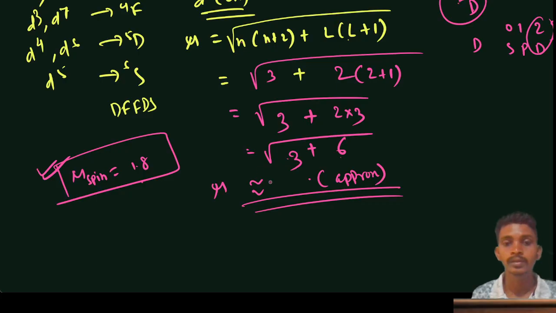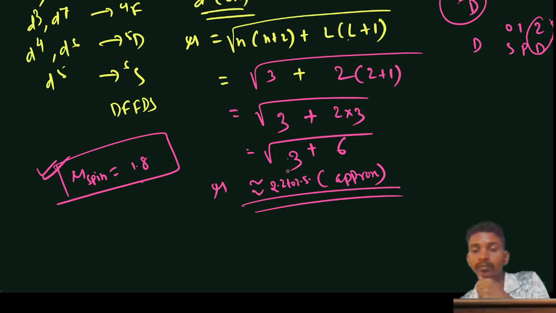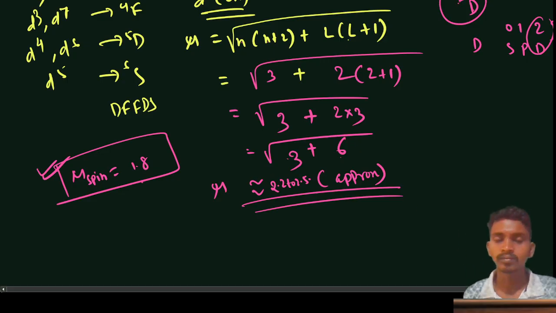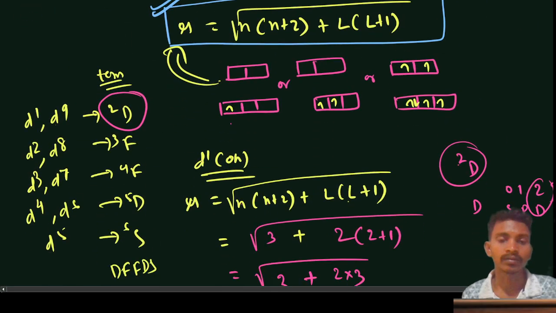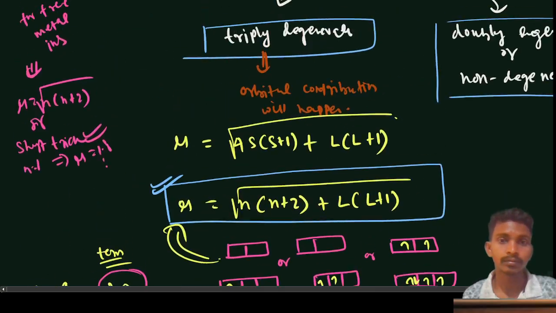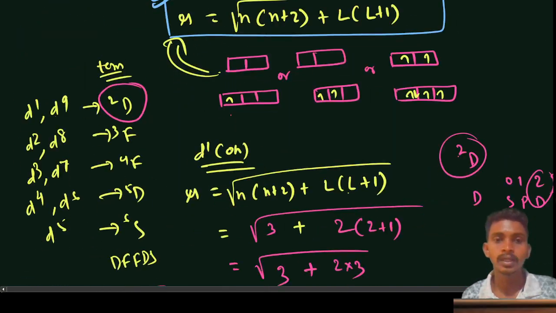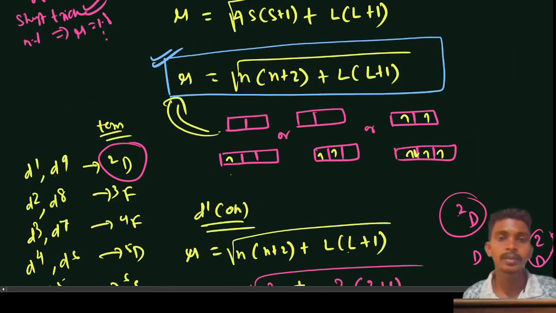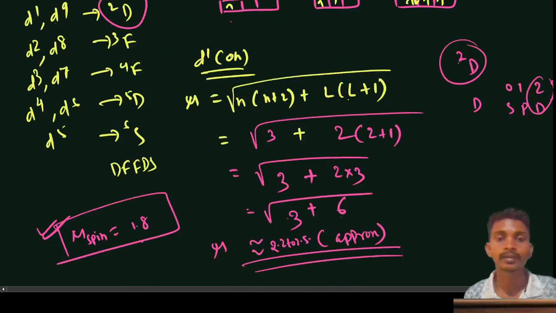Okay, 2 to 2.5 value will come. Likewise, for any triply degenerate case you take, the value will come like this.